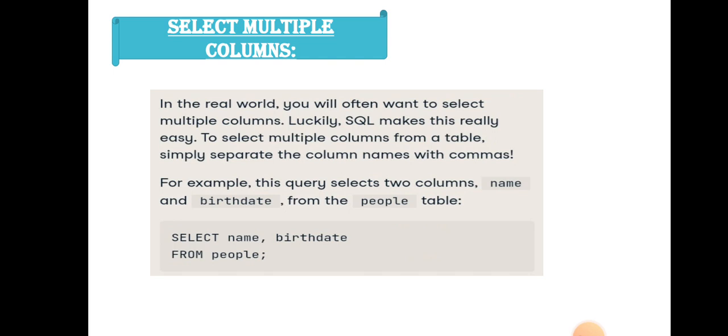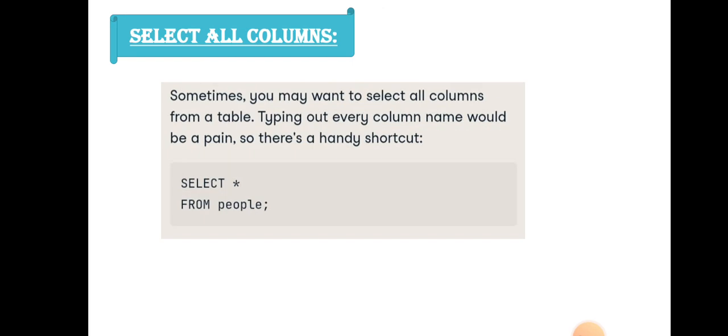So, select multiple columns. In the real world, you will often want to select multiple columns. For example, this query selects 2 columns, name and birth date, from the people table. So in the query, select name, comma, birth date from people.